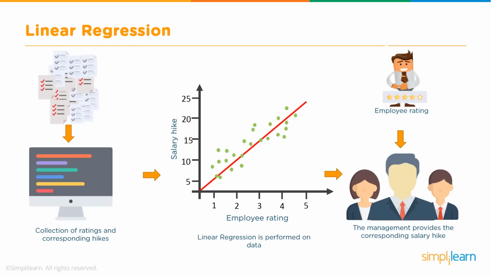Now, salary is a continuous value. You can get 5,000, 5,500, 5,600. It is not discrete like a cat or a dog or an apple or a banana. These are discrete, or a yes or a no. These are discrete values, right? So this, where you're trying to find continuous values, is where we use linear regression.